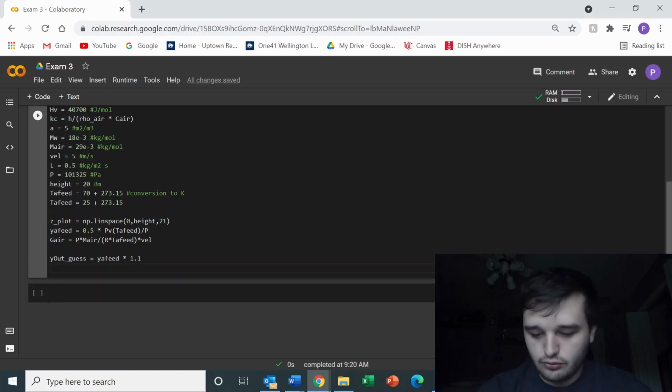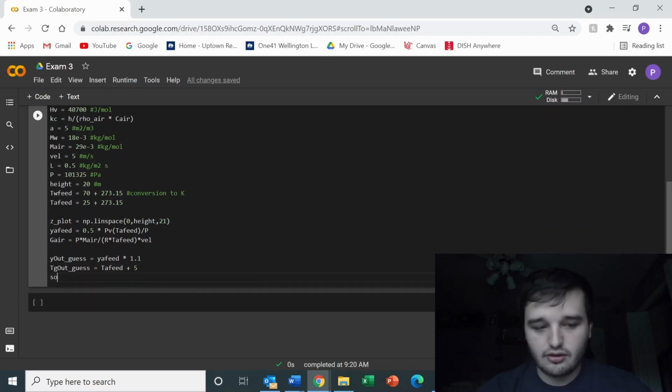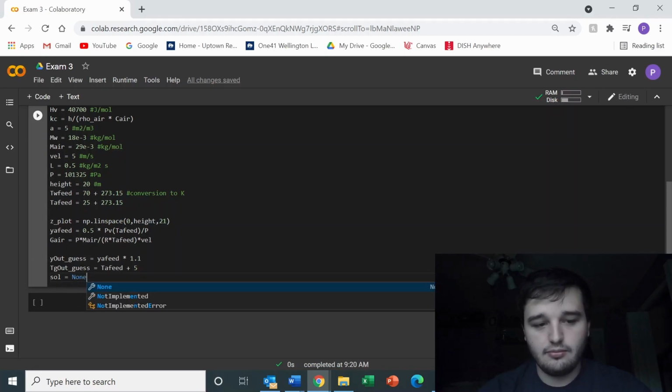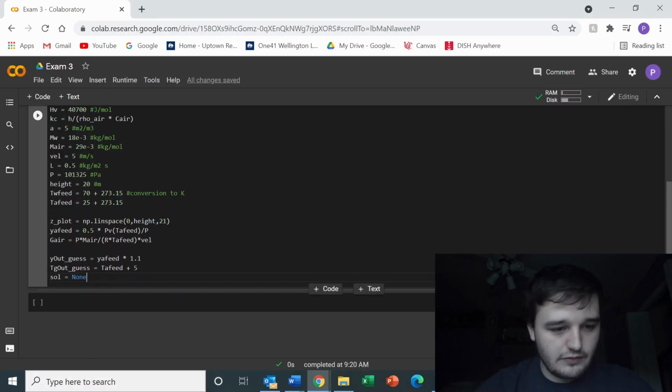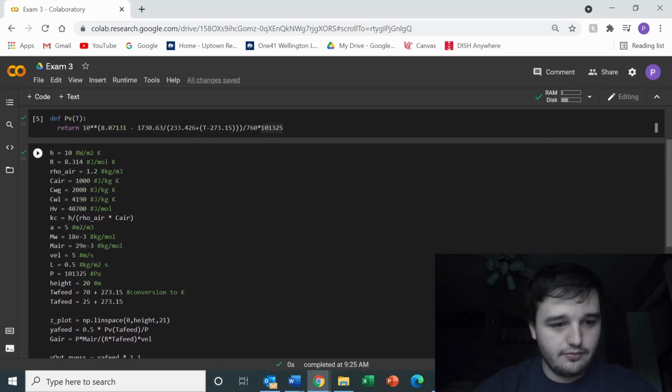The temperature of the gas coming out also needs a guess. Let's again start with what we know, which is the temperature of the air coming in, and add something not too big, not too small, say 5 Kelvin, to give us a guess that's going to be around that. We're also going to be using sol as a variable, so we don't want the code to think it's a function or any other term. So let's set it equal to None, and None. Okay, shift enter. Everything worked out there.